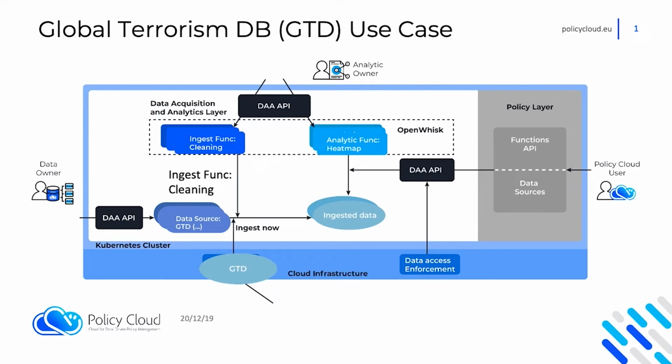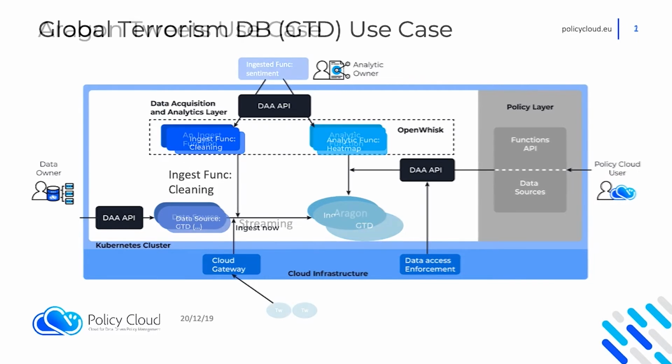In the radicalization incidents use case, the data source is of the ingest type and needs to be processed and cleaned, e.g., removing duplicated and partial events before being ingested into the PolicyCloud store. PolicyCloud's users then apply different analytic functions, e.g., heat map, to manipulate and get insights on the processed terrorism incidents data.